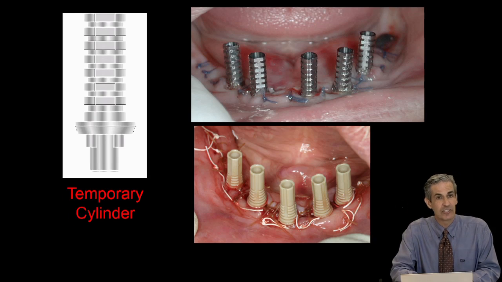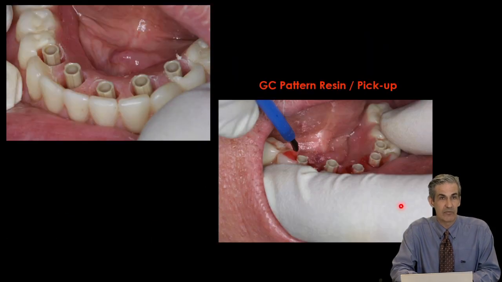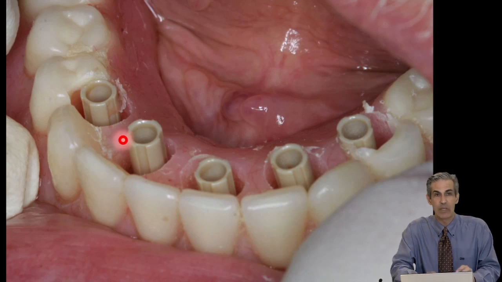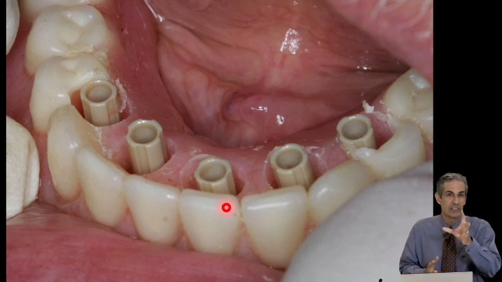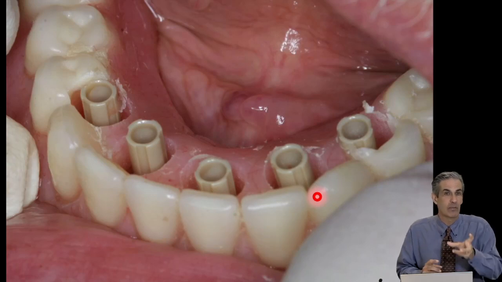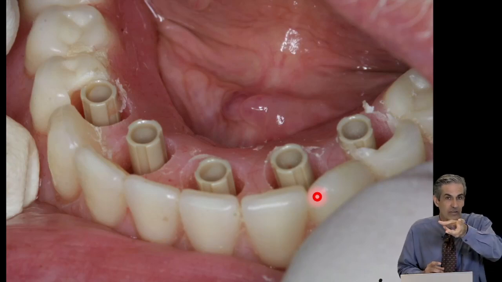Now our denture should fit easily around these provisional cylinders. There should be no contact of the denture to the cylinders. So take time to be sure that there's about a 1 millimeter gap around each of these cylinders. Because we did a hard reline, the denture should fit very stably. We can check the occlusion by having the patient bite together while we're holding the denture.